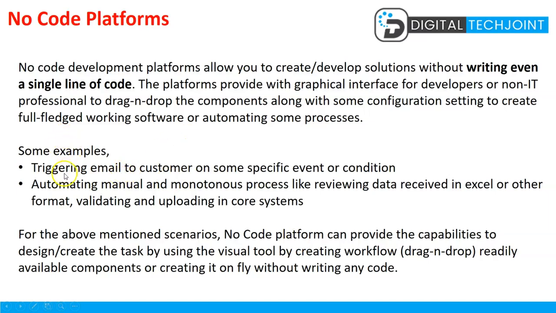For example, you might plan to trigger an email to the customer on a specific event or condition, or automate your manual data entry activities, wherein somebody gets some data in Excel and simply wants to upload it in the core system, or do some data massaging and generate a report. Now, to do these two functionalities, you would require writing n number of codes, doing the testing, deploying it, testing it, and there's a to and fro between the developer and the tester, and finally when the product is launched, you have to do the maintenance.